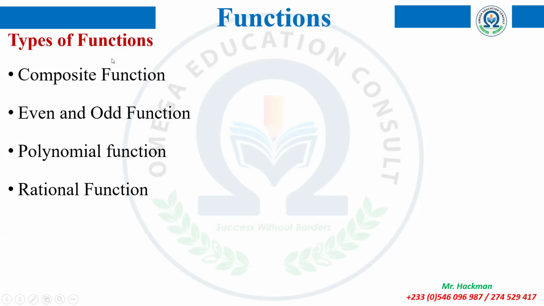The first four types of functions will be treated fully in elective math. So you will know what a composite function is, because we'll do composite functions, even and odd functions, then polynomial functions, then rational functions. These are all functions that will be specially treated in elective math. So I don't want you to write any short note on this, but rather on the first set.